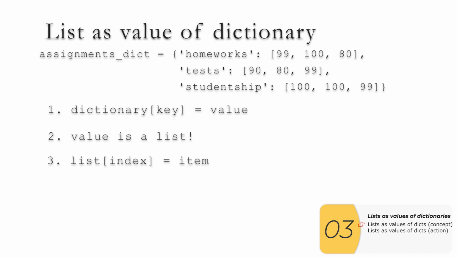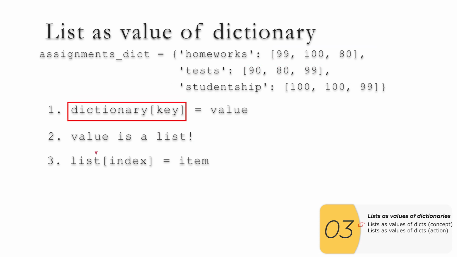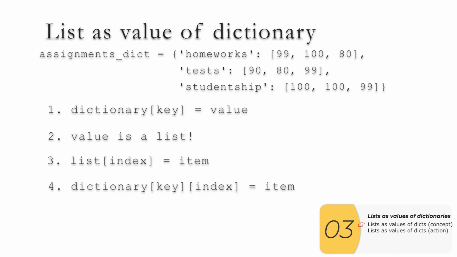Next, we know that in general, list bracket index is equal to the item. Once again, we'll do a substitution. We know the dictionary bracket key is a list. So we're going to substitute that dictionary bracket key in for the list. And when we do, to get an item, we use dictionary bracket key bracket index to get that item. You can also use the same methodology to figure out how to add items to the list or to remove items from that list. It's all the same methodology.